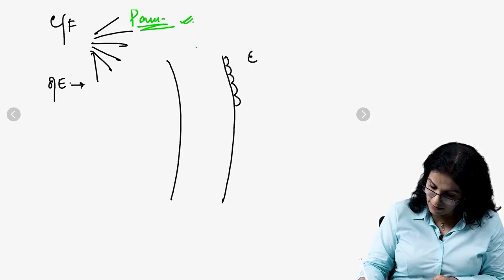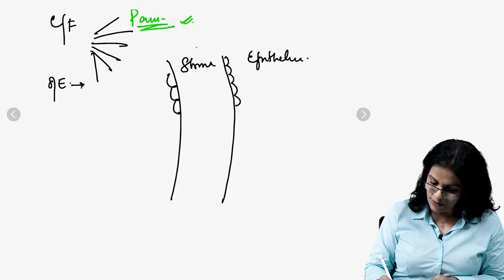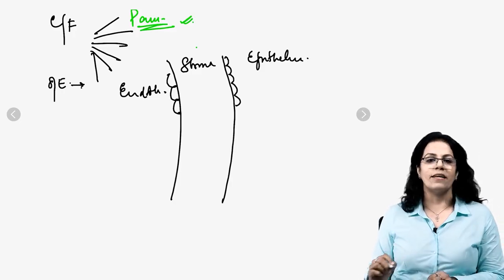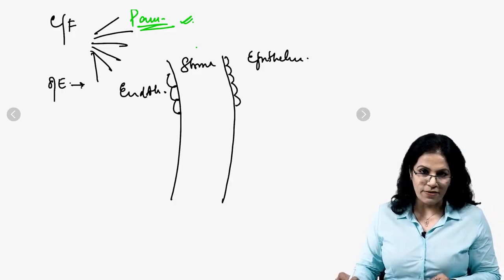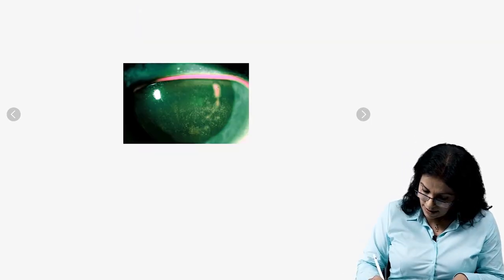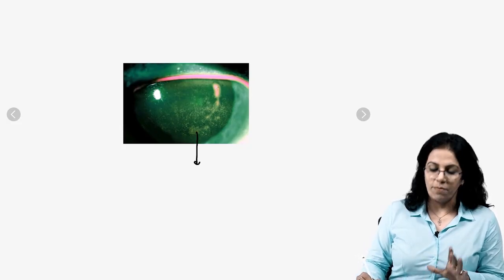What is the epithelial involvement? What happens in epithelium? What happens in stroma? What happens in endothelium? All of you note down: epithelium, stroma, endothelium. Okay, one by one. First is epithelium. When you look at the epithelium, what do you see? Have a look. These are punctate lesions on the corneal epithelium.